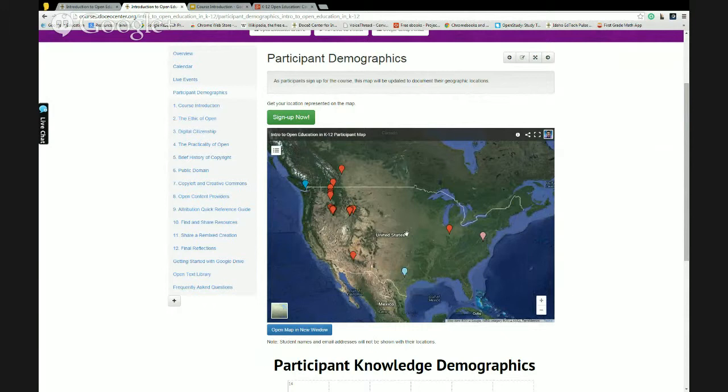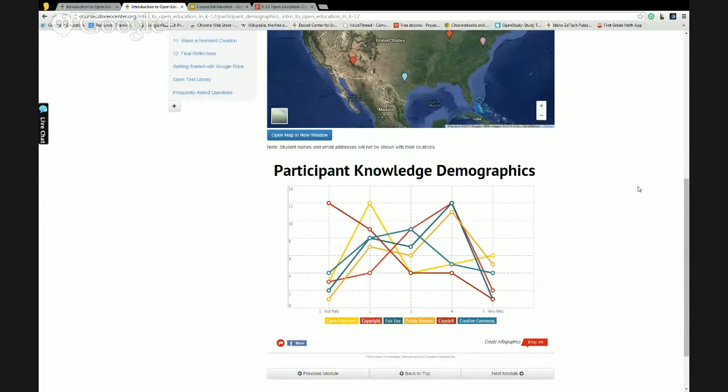Now, in addition to diverse geographic regions, our participants also reflect diverse knowledge demographics. So people coming to this course may have different levels of understanding of copyright, different levels of understanding of open education, and some Creative Commons, and some of the other issues or concepts surrounding open education. Here you'll see a chart of some of these demographics. So when people sign up for the course, I ask them to self-assess on these different areas.